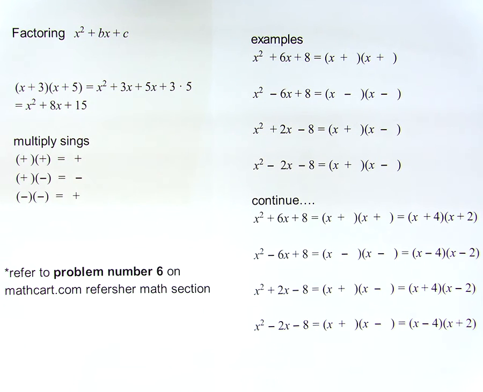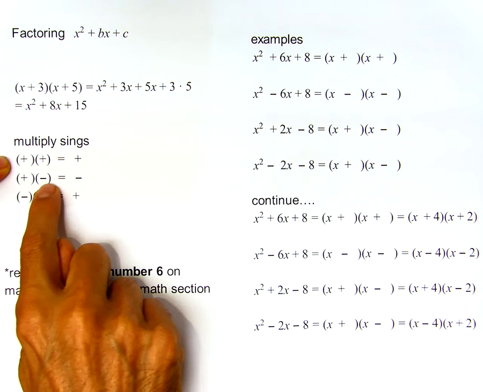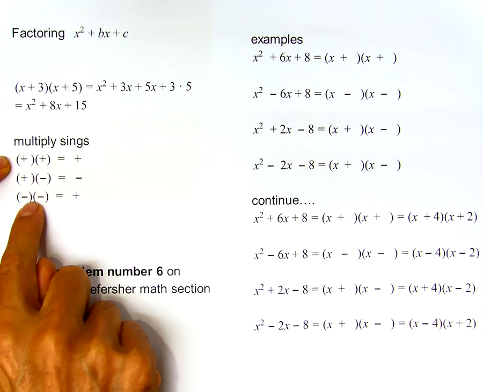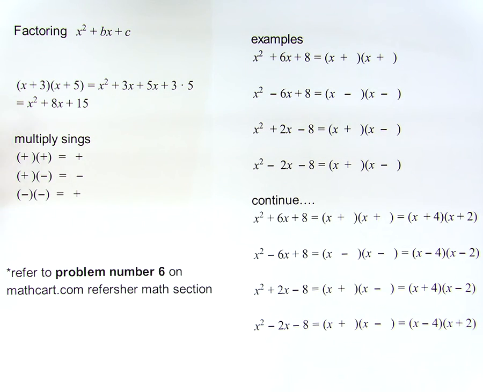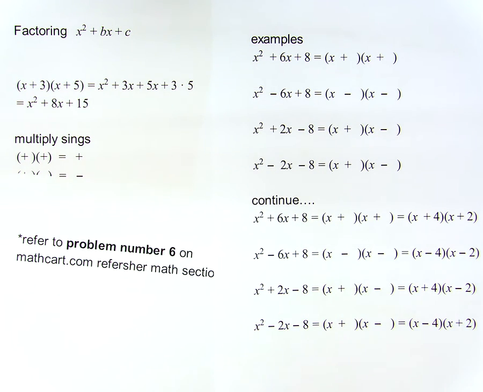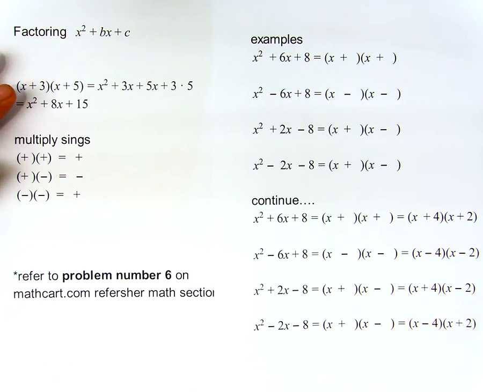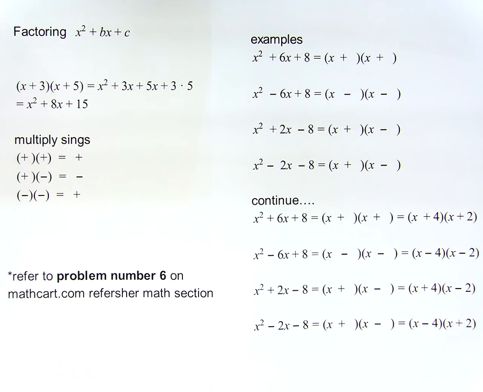I also want to consider my rules of multiplying signs. Anytime you multiply two of the same signs, it comes out to be positive. And if you multiply two opposite signs, it comes out to be negative. A plus times a plus is plus, plus times a minus is minus, and a minus times a minus is positive. Now over here I have 4 examples of the possible combinations that you will see when you factor.